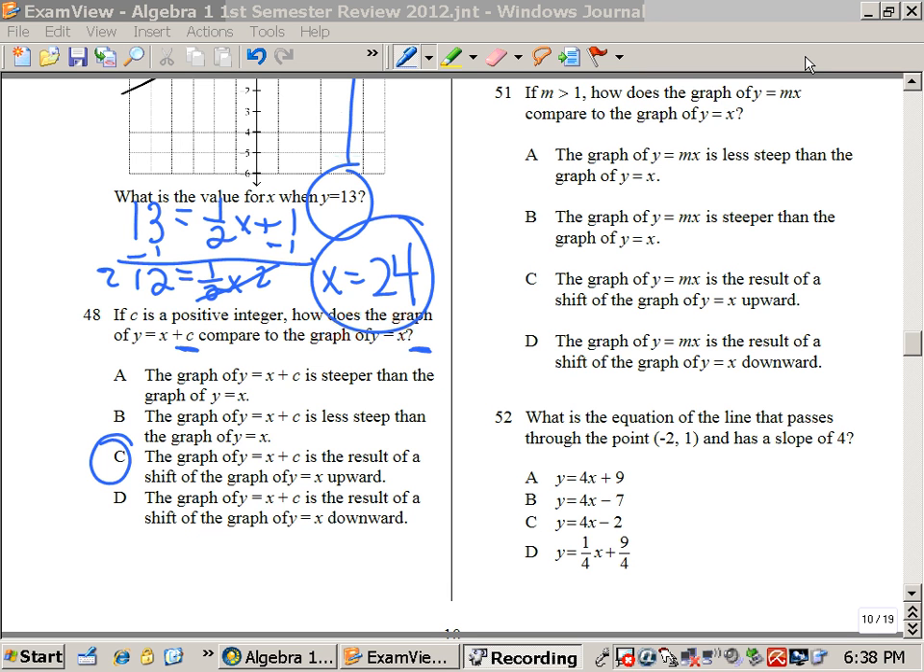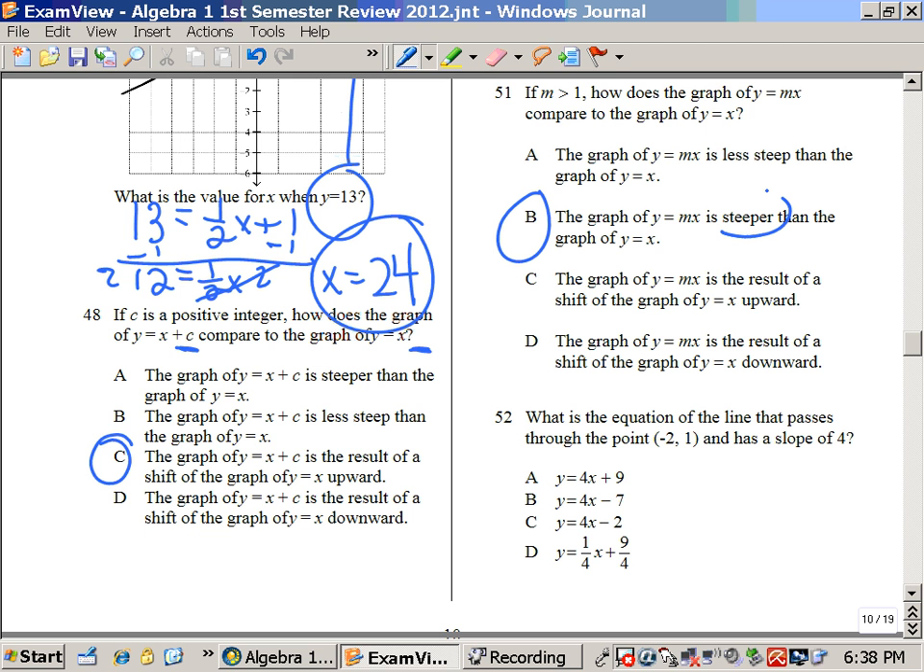Back. This time we're going to do 51 to 60. So on number 51, we have to figure out, if m is greater than 1, it's getting bigger. What happens to the graph as it gets bigger? The answer is B, because it gets steeper the bigger the number in front of the x gets.